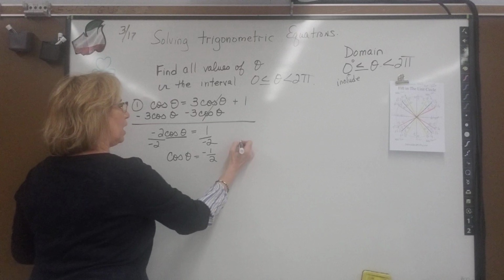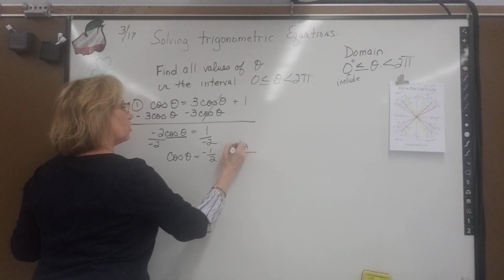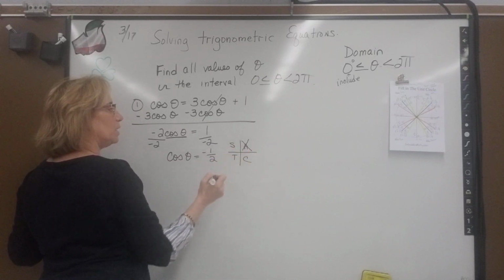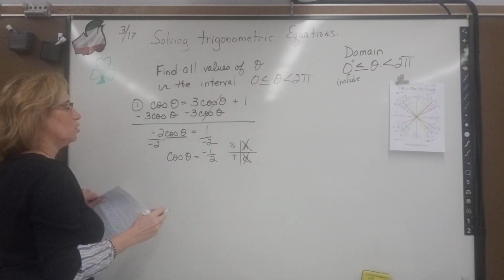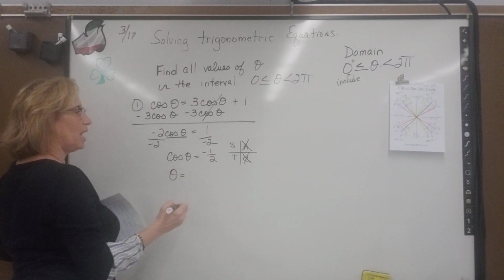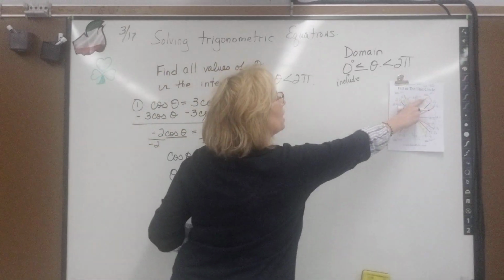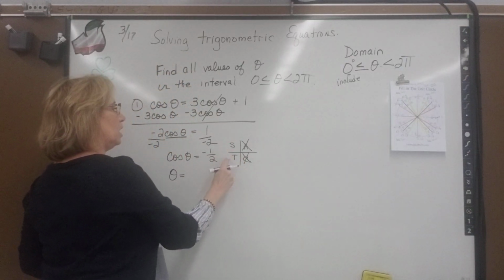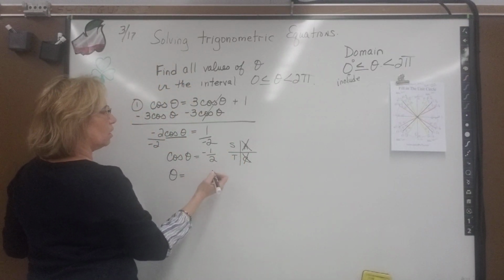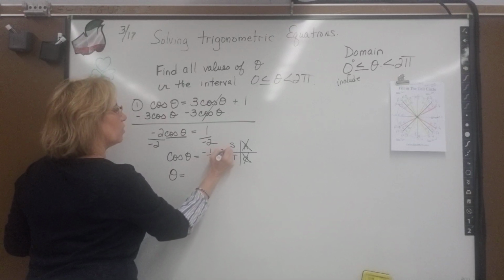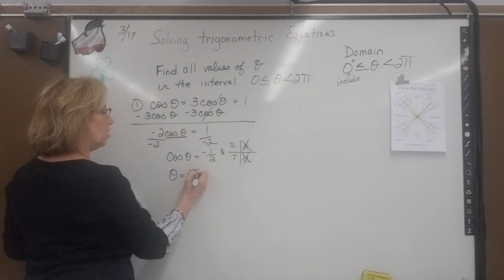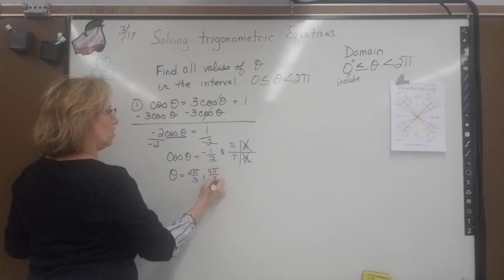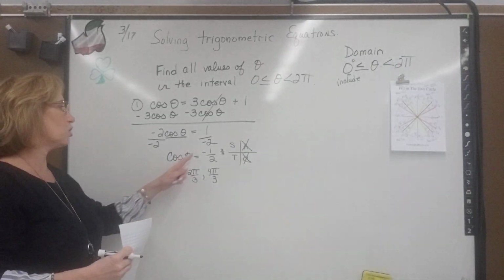Okay, so now I go to my unit circle and I say I'm looking for cosine that's negative. So my answer will not be in quadrant 1, it will not be in quadrant 2. So what angle has a cosine of 1/2? Well, if you go to the unit circle, it is pi over 3. However, it's in quadrant 2 and quadrant 3, so that's going to be, pi over 3, so this is 3 over 3. So 2 pi over 3 and 4 pi over 3. And those are the two angles that have a cosine of negative 1/2.